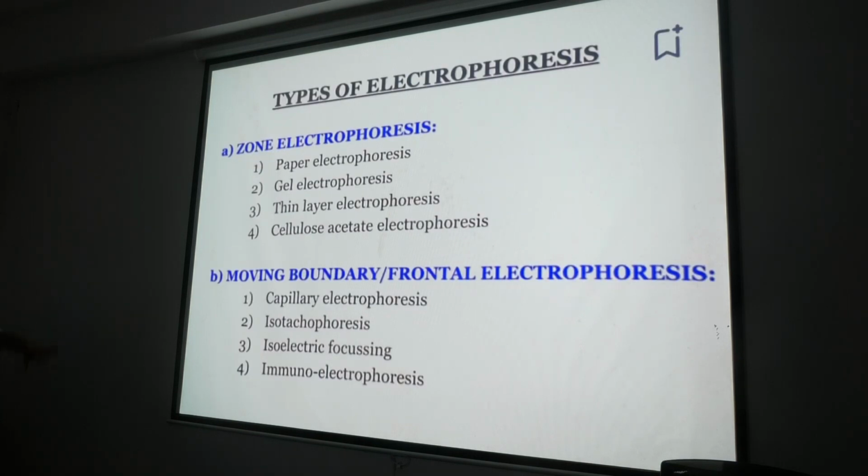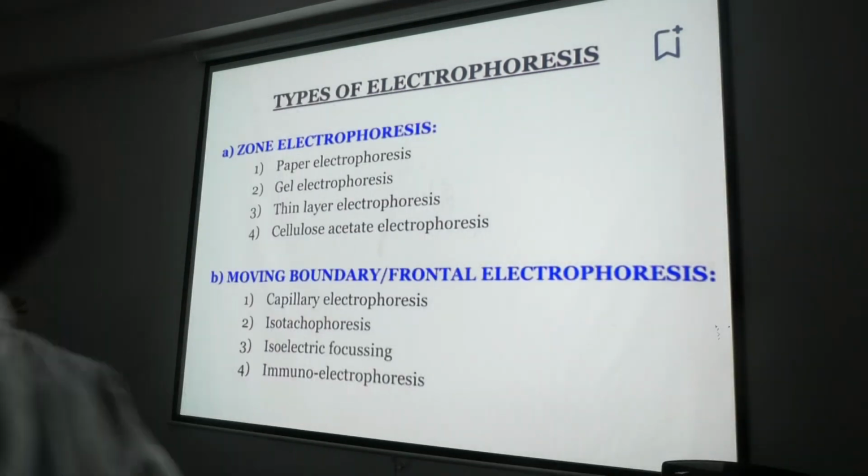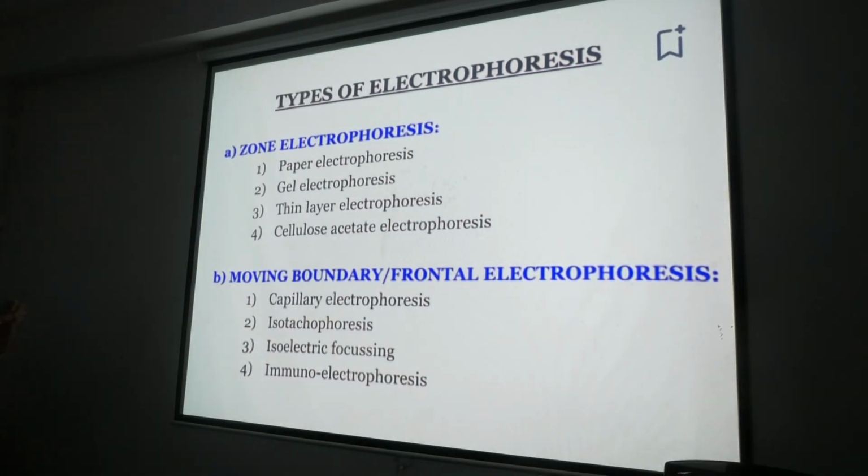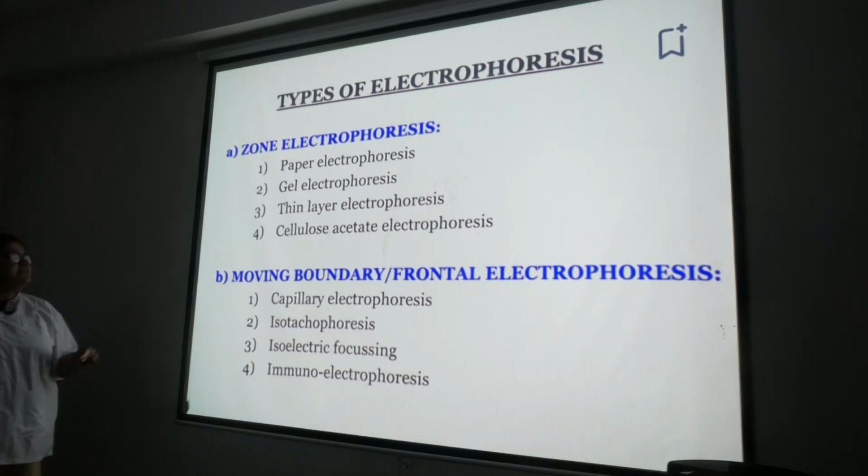Now, these are the types of electrophoresis: zone electrophoresis, and moving boundary or frontal electrophoresis. Zone electrophoresis again can be divided into paper electrophoresis, gel electrophoresis, thin layer electrophoresis and cellulose acetate electrophoresis. Moving boundary or frontal electrophoresis may be capillary electrophoresis, isotachophoresis, isoelectric focusing and immunoelectrophoresis.